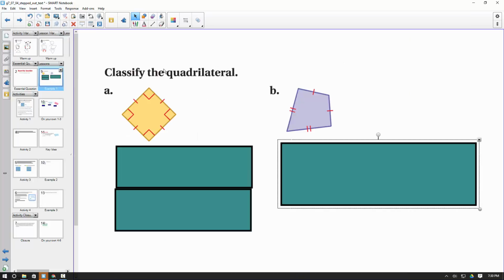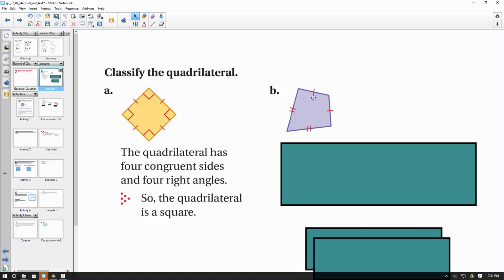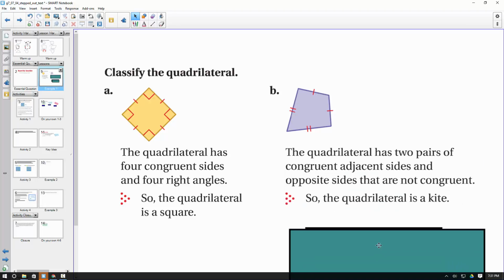So if I look here, I want to classify this quadrilateral. Again, it has this quadrilateral, meaning 4-sided shape, has 4 congruent sides and 4 right angles. Well, if it has that, that's definitely a square. This one here is a quadrilateral as well. I have 2 congruent sides, so this one here and this one here, and then these 2 are congruent as well. We saw this before. This is called a kite.